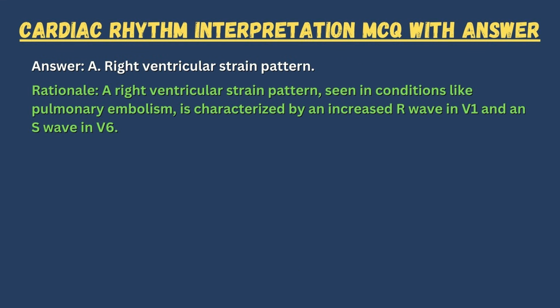Answer: A. Right ventricular strain pattern. Rationale: a right ventricular strain pattern, seen in conditions like pulmonary embolism, is characterized by an increased R wave in V1 and an S wave in V6.